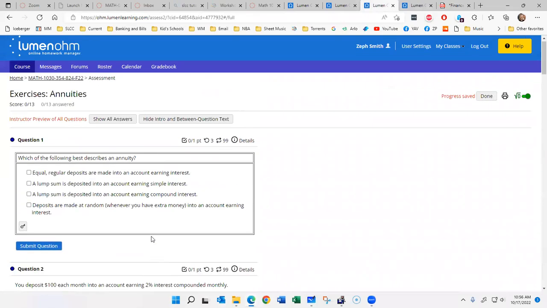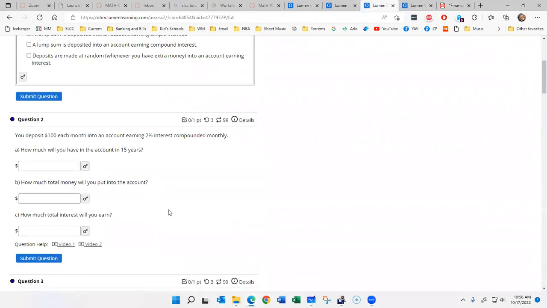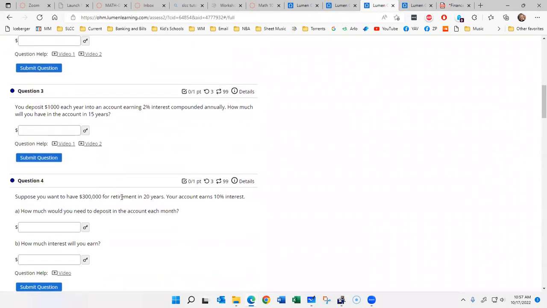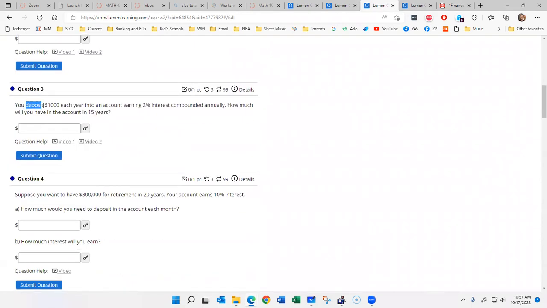So let's just look for keywords in this problem. Okay. Deposit. Each month. Each month, this is periodic. Deposit, this is the growth formula. Okay. Deposit. Each year. Periodic growth formula.